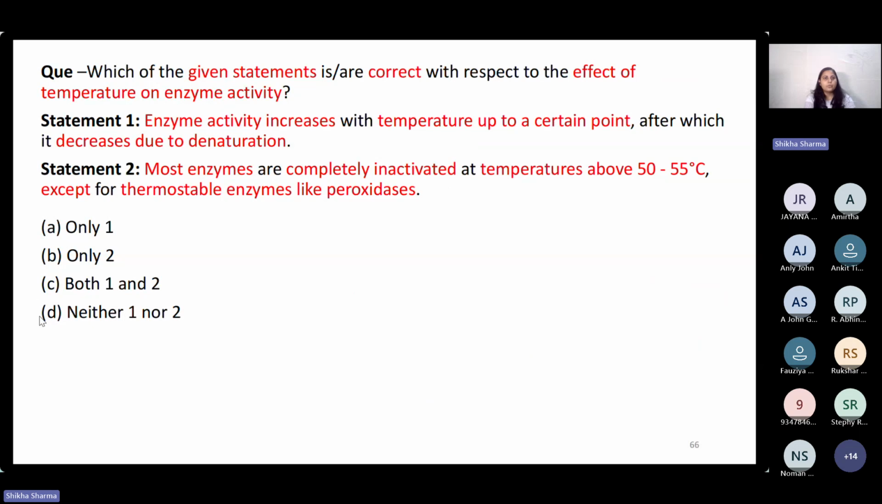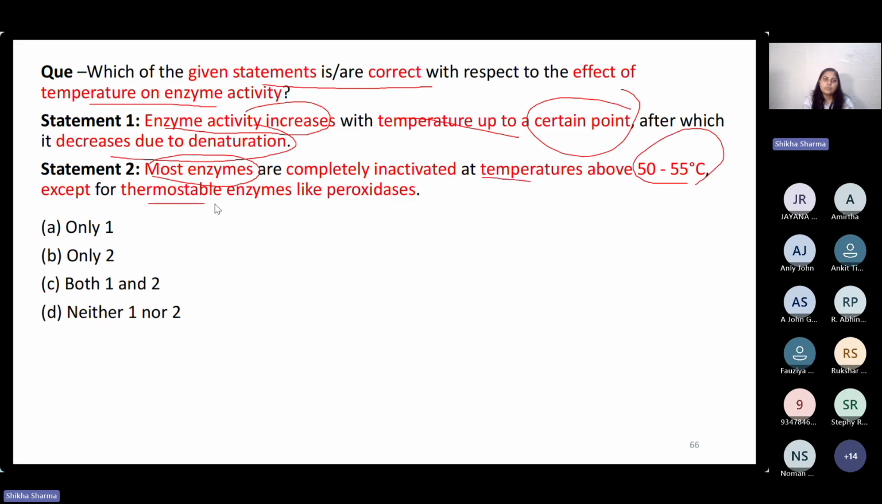Okay, let's move to this question. Which of the given statements are correct with respect to the effect of temperature on enzyme activity? Statement 1 is saying enzyme activity increases with the temperature up to a certain point, after which it decreases due to denaturation. Second is most enzymes are completely inactivated at temperatures greater than 50 to 55 except for thermostable enzymes like peroxidases. So this is a very simple question.